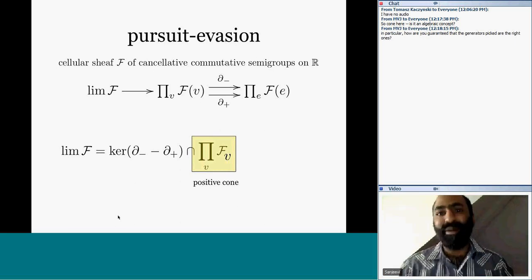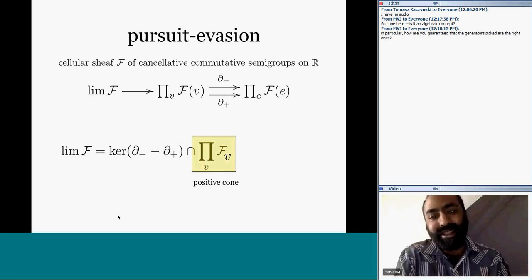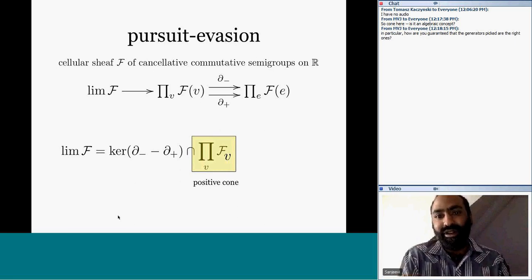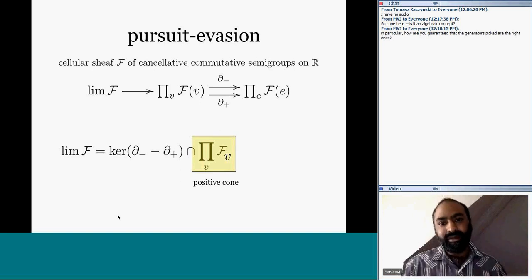I want to say something about linear programming. I really don't want to get into details, but if you have any questions, you can ask about that. But the central point is there is a computable way of getting this limit. F is really a sheaf of cancellative commutative semigroups, or especially a sheaf of positive cones in vector spaces. That actually is what motivates a generalization of homological algebra.